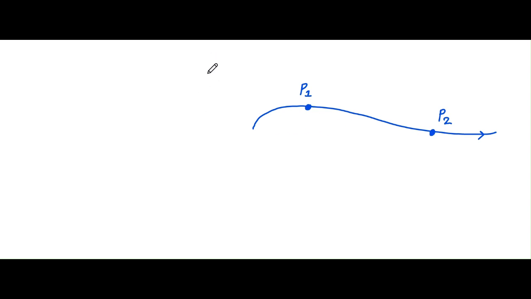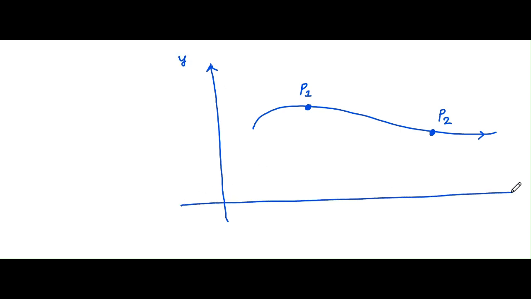And as this motion is in two dimension, we should take a reference frame which has two axes. So this is y axis and this is x axis, and unit vector along y axis is j cap, and unit vector along x axis is i cap. And let's say this is origin, and let's say at point P1 its coordinate is x1, y1, and at point P2 it is x2, y2.